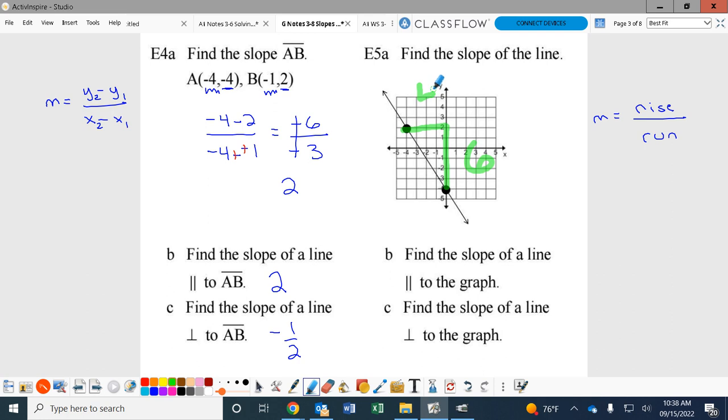Now, because I went to the left, guys, if I'm going to the left, what kind of number is that? Negative, so that's going to be a negative 4. If I went to the right, it would become a positive, just so we know that. Up and to the left is negative, up and to the right is positive. Negatives over here, positives over here. Alright? So, we write our slope, 6 over negative 4.